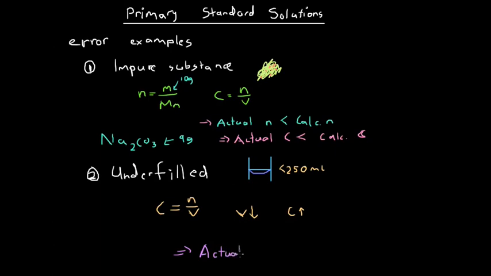So the actual concentration is greater than the calculated concentration. The volume that we used was 250 milliliters, and we should have used less than that. The actual volume is less than 250 milliliters, and therefore the actual concentration is greater than what we originally worked out. So the actual concentration is greater than the calculated concentration. These are two examples of how we can work through a process and figure out how the error will affect our calculations.